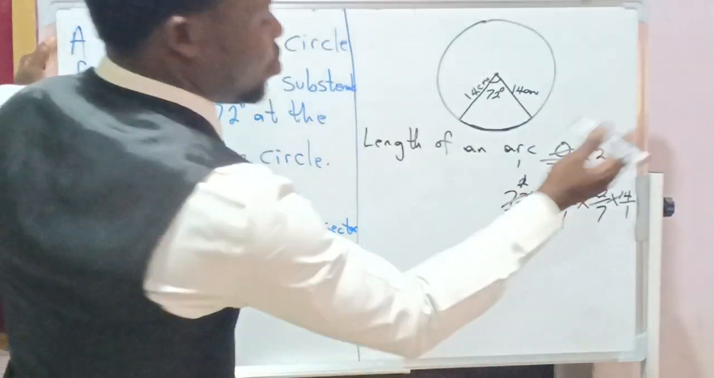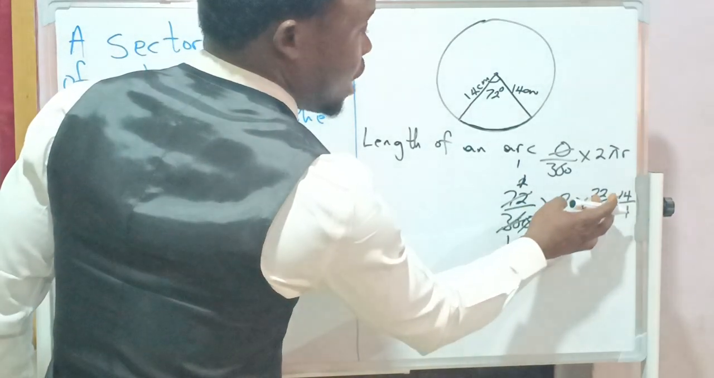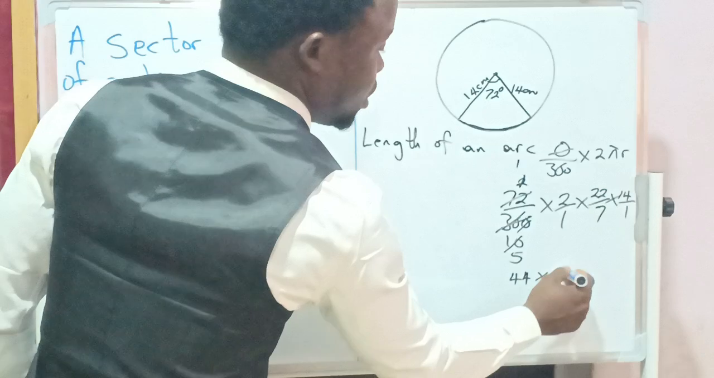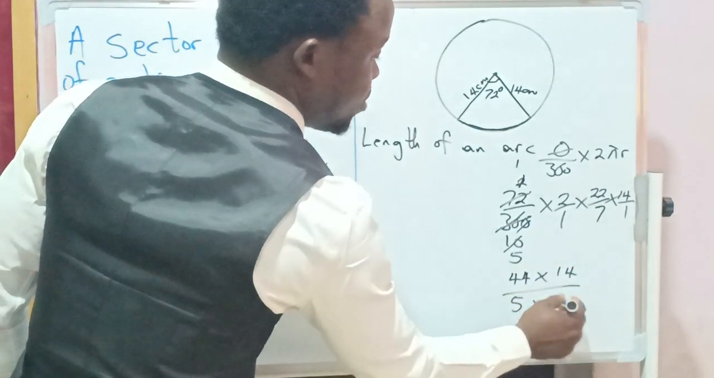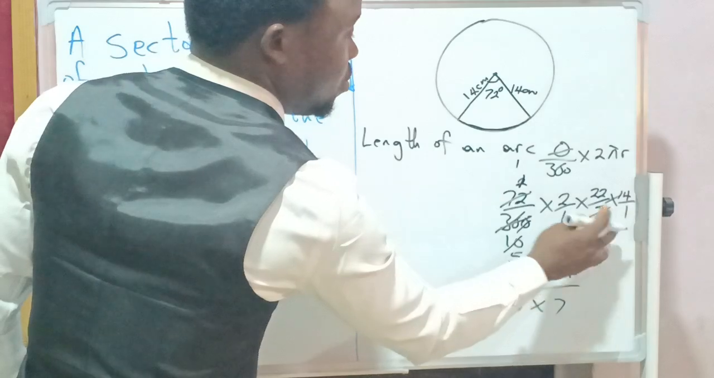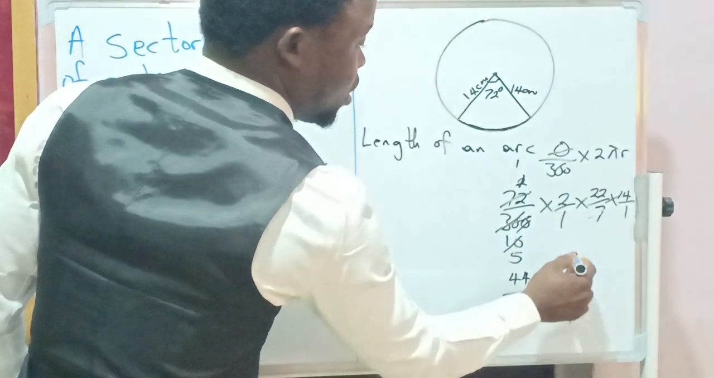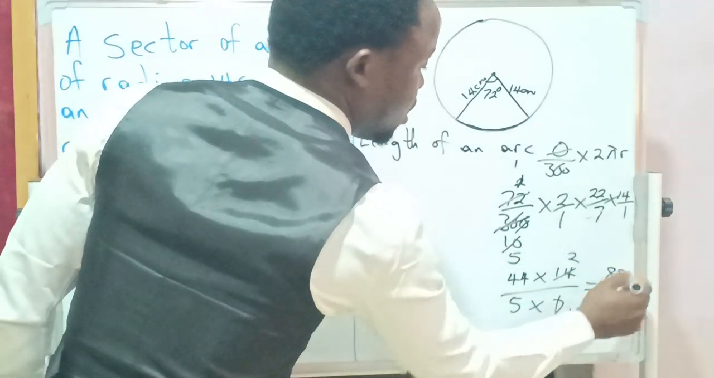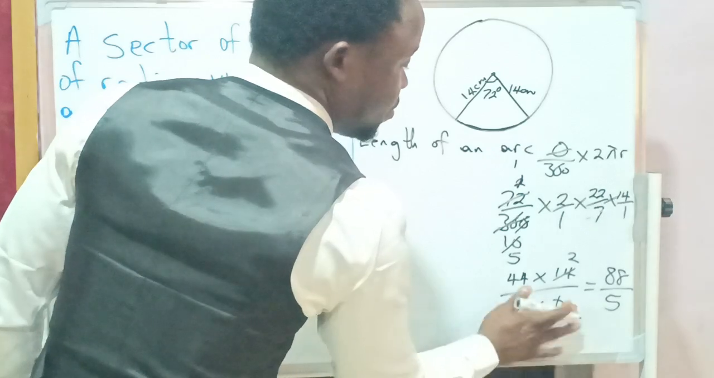Now what again? It's just for us to multiply. 2 times 22 is 44. Now 44 times 14 over 5 times 7. Let's cut it from here. 7 here is 1, 7 here is 2. So this is 44 times 2 times 2, that is 176, over 5 times 1, which is 5.